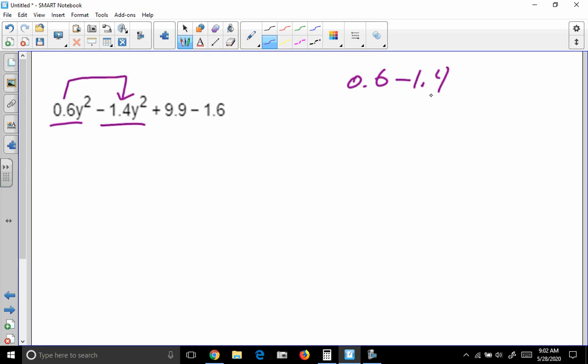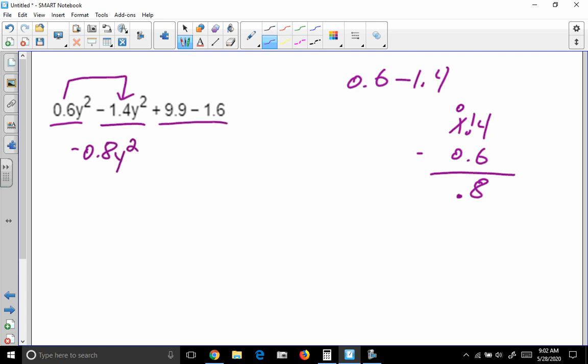So we could do that by hand and say, since we have different signs, we subtract, and the way we subtract is we put the larger number on top, line up the decimals. Can't take 6 from 4, so we have to borrow. 14 minus 6 is 8. Bring our decimal down. Take the sign of the larger number. Negative 0.8 is what we get when we subtract them. That tells us how many y squared we have.